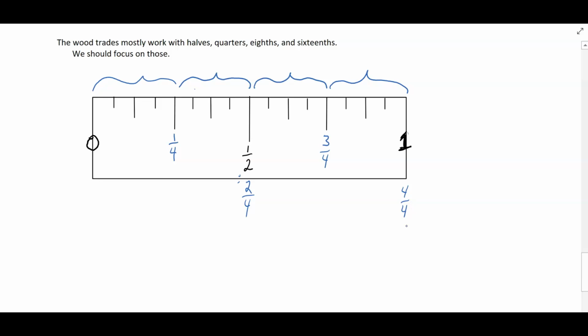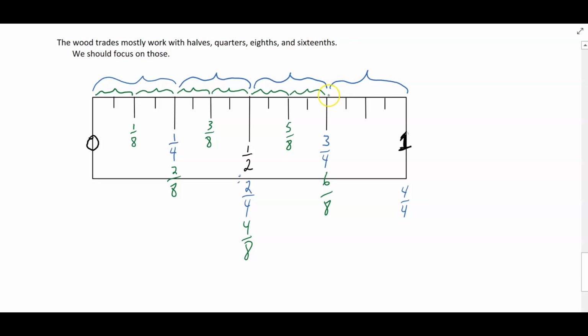Now, if I break each of those quarters in half, I will have eighths, right? So this is an eighth to here. The next eighth, this is 2/8. Well, 2/8 is equivalent to 1/4. This is 3/8. This is 4/8, which is equivalent to 1/2. This is 5/8. 6/8, which is equivalent to 3/4.